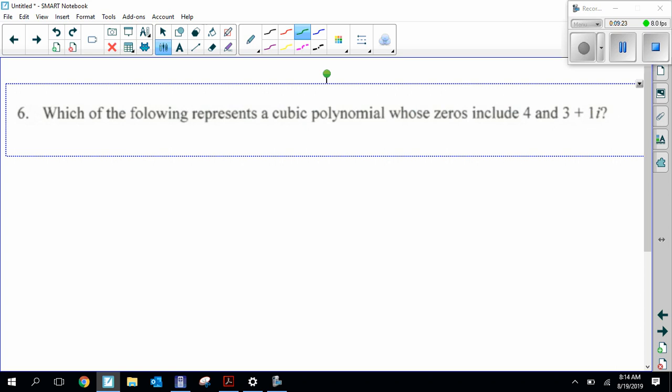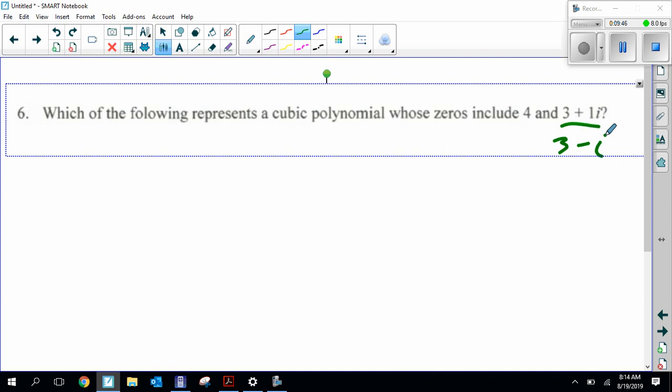Ignore the spelling typo. But which of the following represents a cubic polynomial whose zeros include 4 and 3 plus 1i? So what we know about complex roots, complex zeros, they always happen with their conjugate. So if we've got 3 plus i, we also have 3 minus i. They're always going to happen with the conjugate.